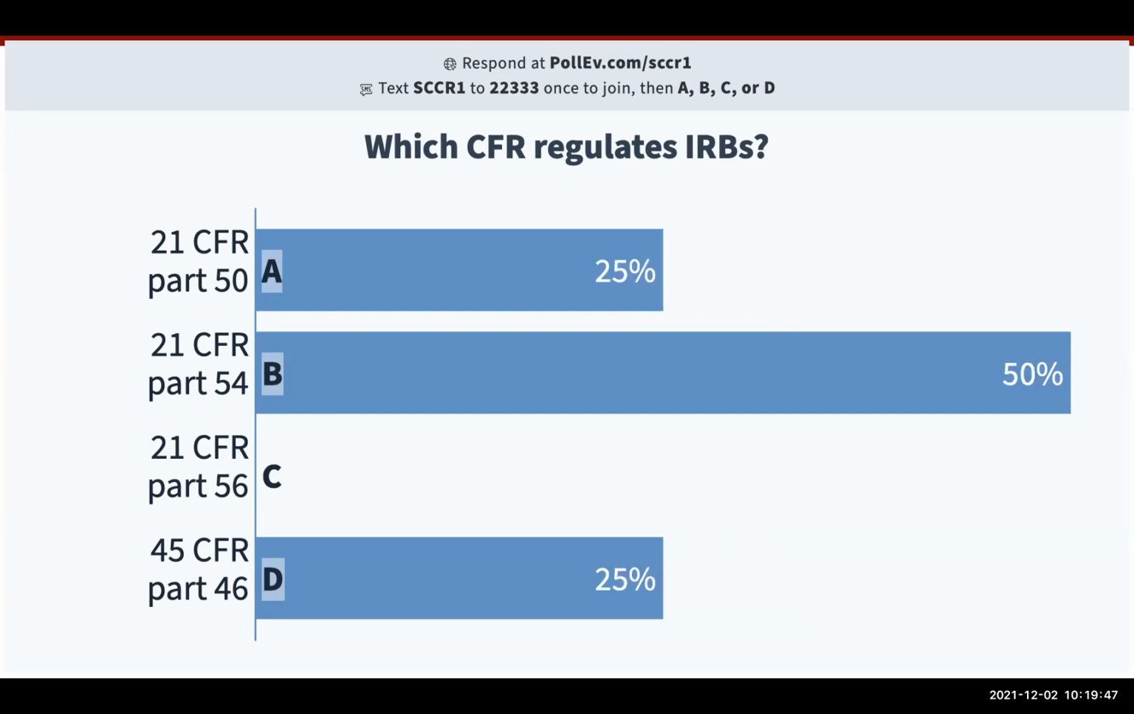All over the place on this one. The correct answer is actually C. Nobody got it. 56 is for IRBs. So 21 CFR Part 50 is human subjects research with the FDA.